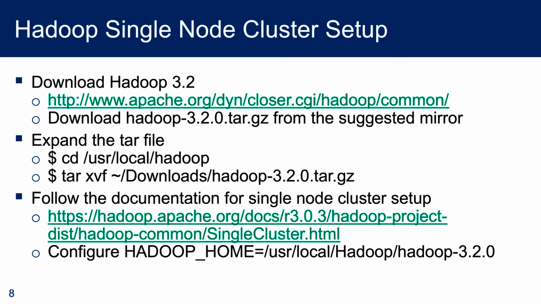So finally, we're going to then set up Hadoop in a single node cluster fashion. We'll be using Hadoop 3.2. You can download it directly from Apache. We're simply going to expand the tar file into user local Hadoop. And then we'll follow the documentation for a single node cluster setup. I'll have a separate video on this as well. The instructions don't seem to cover configuring Hadoop home as an environment variable, so I'll demonstrate how to do that as well.